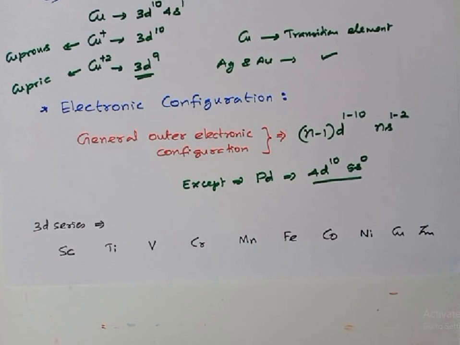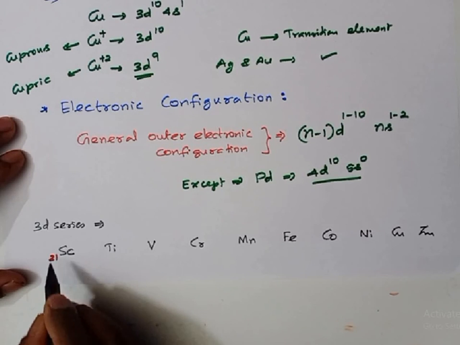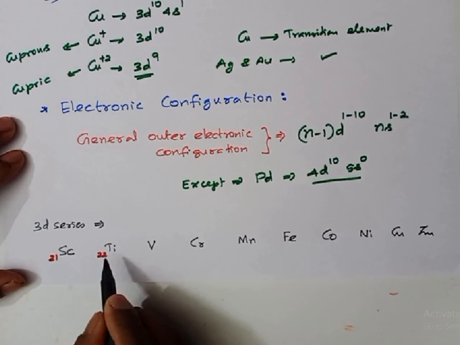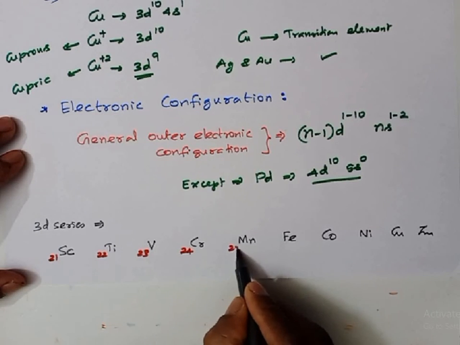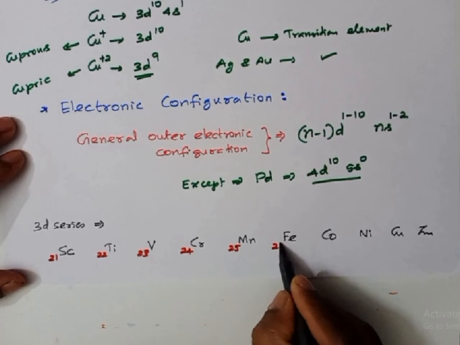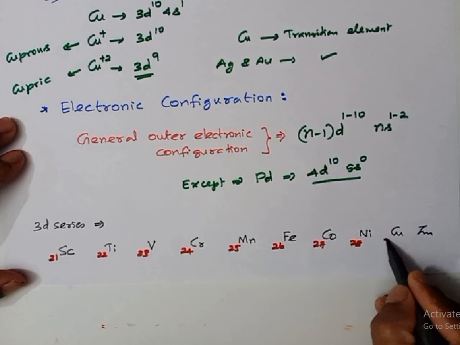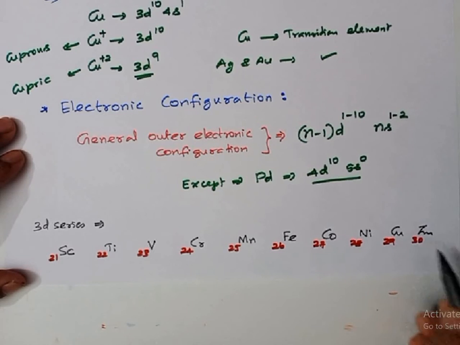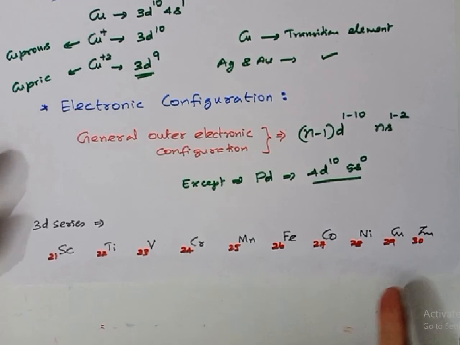What is the outer electronic configuration? First, I'll give their atomic numbers. Atomic number starts from 21, student. 21 for scandium, 22 for titanium, 23 for vanadium, 24 for chromium, then 25 manganese, 26 iron, 27 cobalt, 28 nickel, 29 copper, 30 zinc. These are the atomic numbers. If you remember the atomic numbers, it is easy to write the electronic configuration.